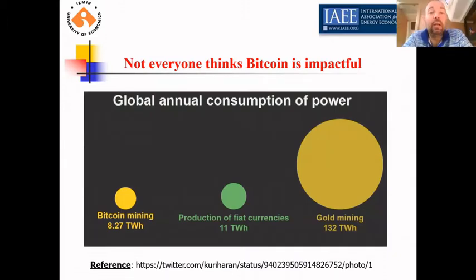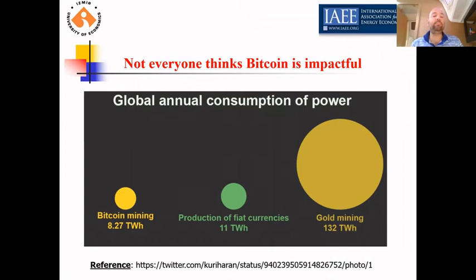For example, the people who prepared this graph argue that compared to other means of financial transactions, such as currency printing or gold mining, Bitcoin has much lower energy consumption on a global and annual basis, and therefore it doesn't have as much environmental impact as the other currencies.